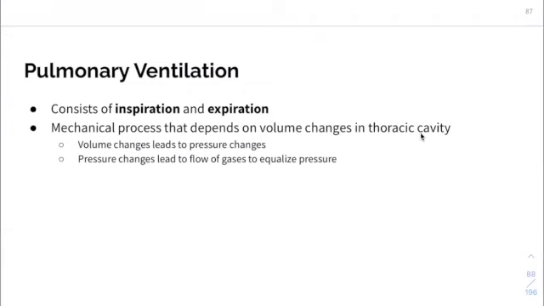Pulmonary ventilation. That is what it's called whenever we breathe. We breathe in and we breathe out. That is what helps to change the pressures within the lungs to help you breathe.